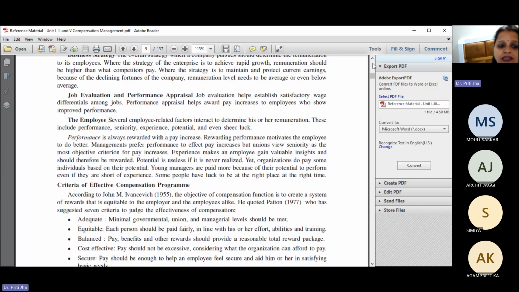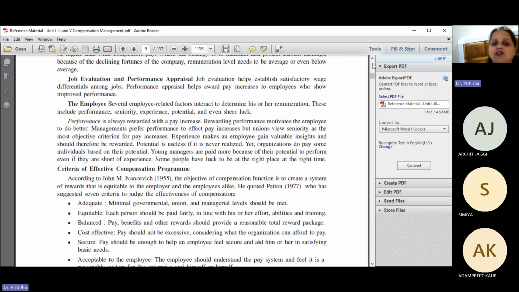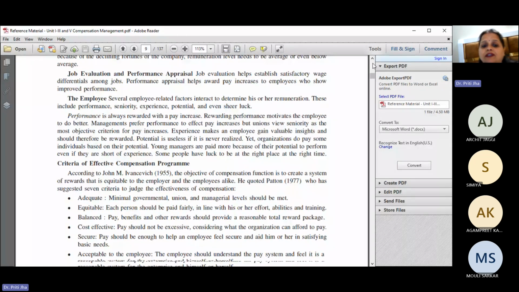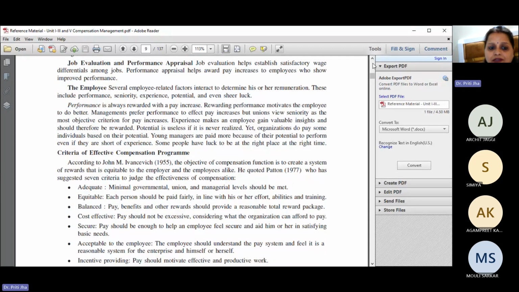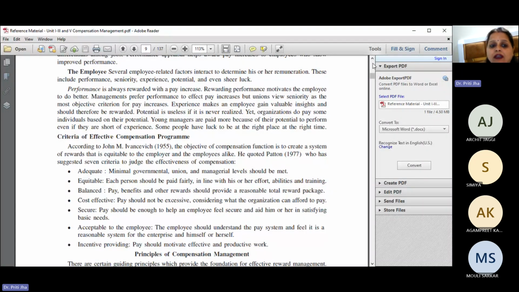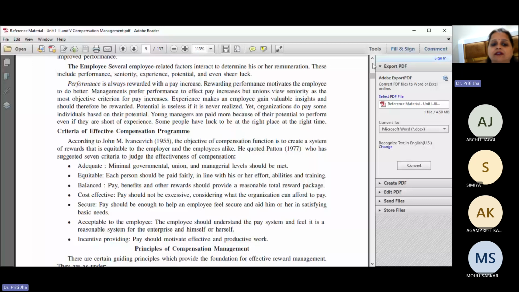Next topic is criteria of effective compensation program. According to John M., the objective of compensation function is to create a system of rewards that is equitable to the employer and the employee alike. He quoted Patton, who has suggested 7 criteria to judge the effectiveness of compensation. These criteria are adequate, equitable, balanced, cost-effective, secure, acceptable to the employee, and last one is incentive providing.